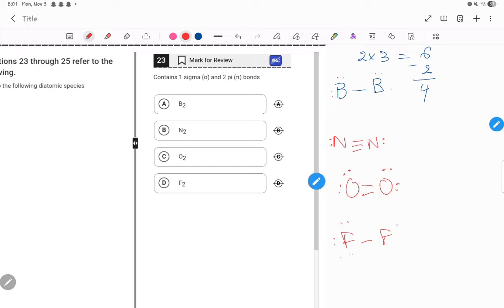Now here they're telling us which of the following has 1 sigma and 2 pi. This has 1 sigma. This has 1 sigma, pi, pi. This is a possible option. 1 sigma, 1 pi, 1 sigma. So definitely the only option here is N2.